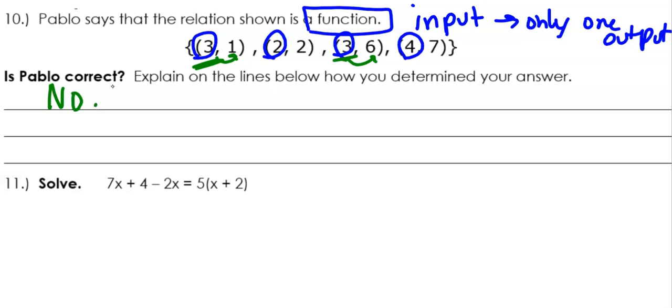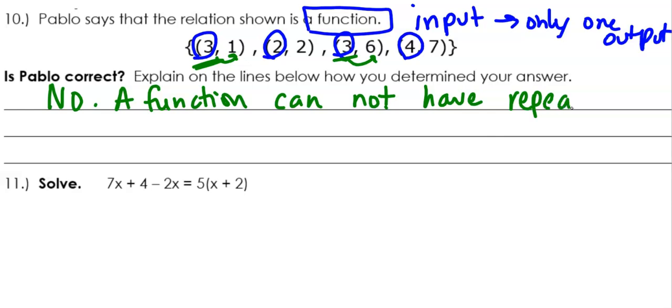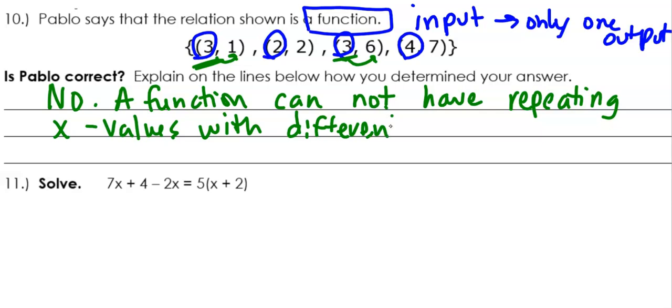Explain how you determined your answer. A function cannot have repeating, and now here you have a choice of words, x values or inputs. A function cannot have repeating x values with different y values. And this is important. You have to say that the y values can't be different.